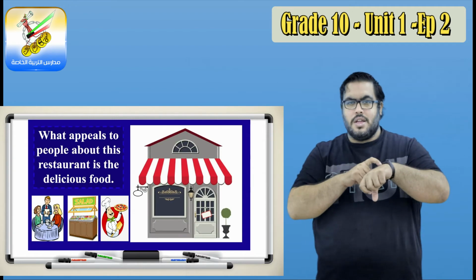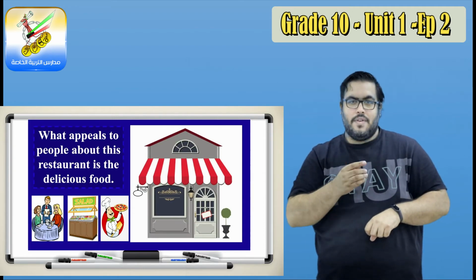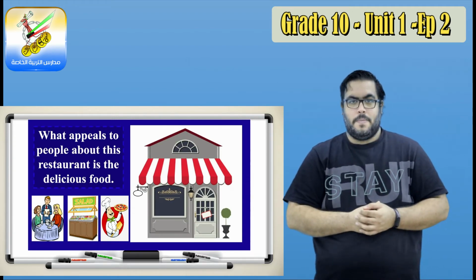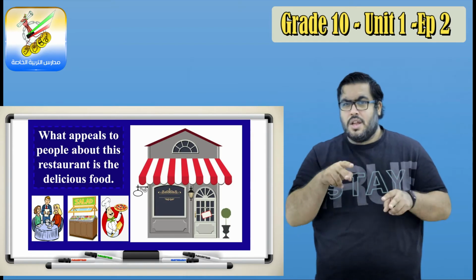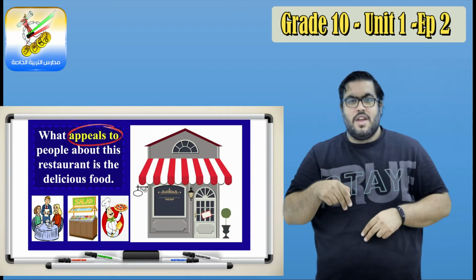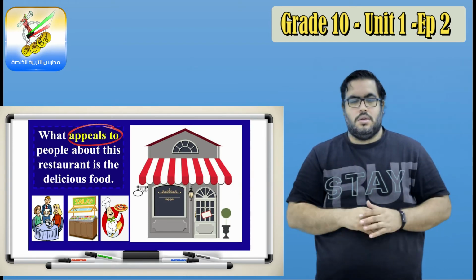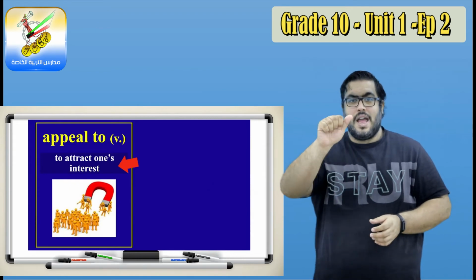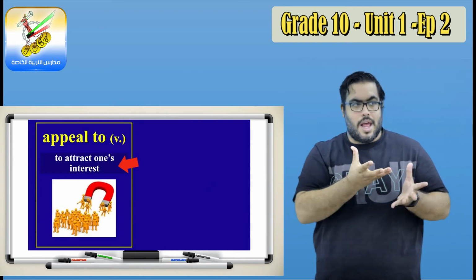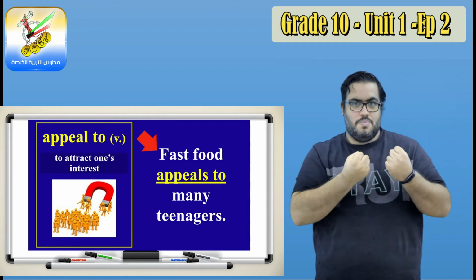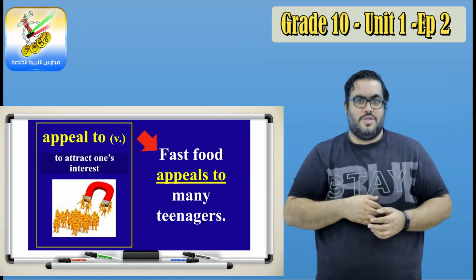What appeals to people about this restaurant is the delicious food. They have every type of food you can think of. What does the word appeal to mean here? Appeal to is a verb, and it means to attract one's interest. For example, fast food appeals to many teenagers.